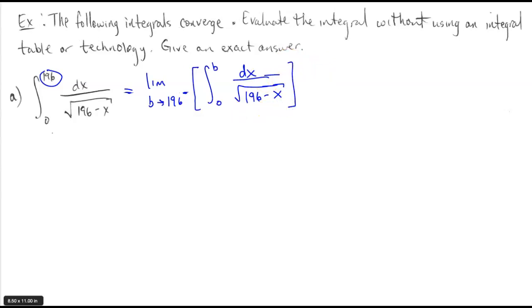Now, from this point, we see that in order to evaluate this definite integral that we have inside here, we are going to need to do the substitution rule. So let's go ahead and do that. You see here, we will let u equal 196 minus x. And so this will imply that du is equal to minus dx, because the derivative of 196 is 0 and the derivative of negative x is just negative 1. And so that means that minus du will be equal to dx.